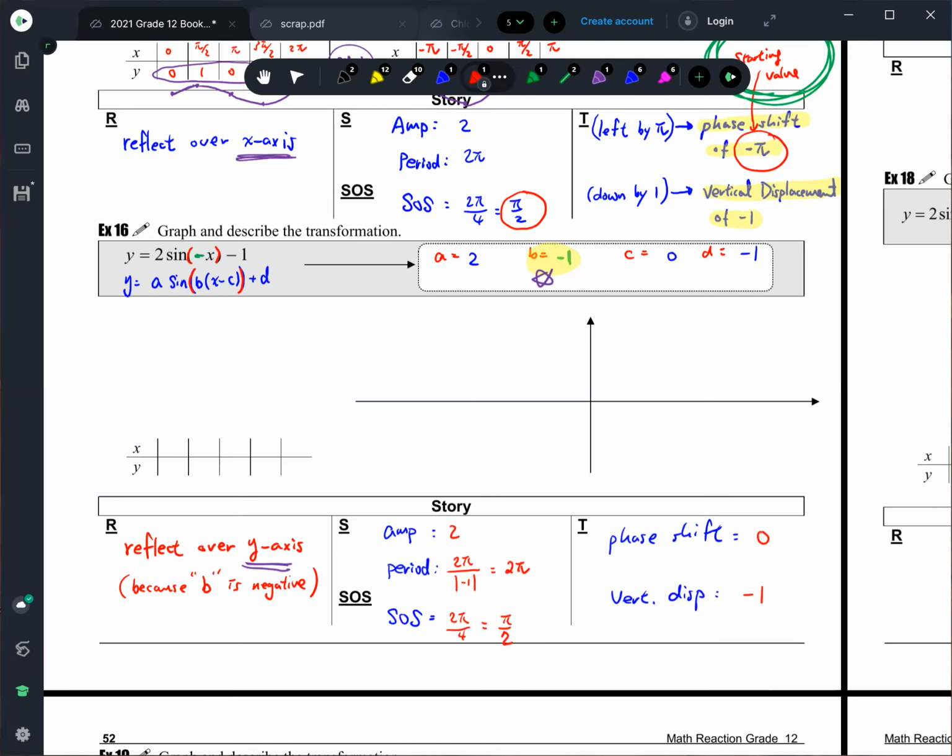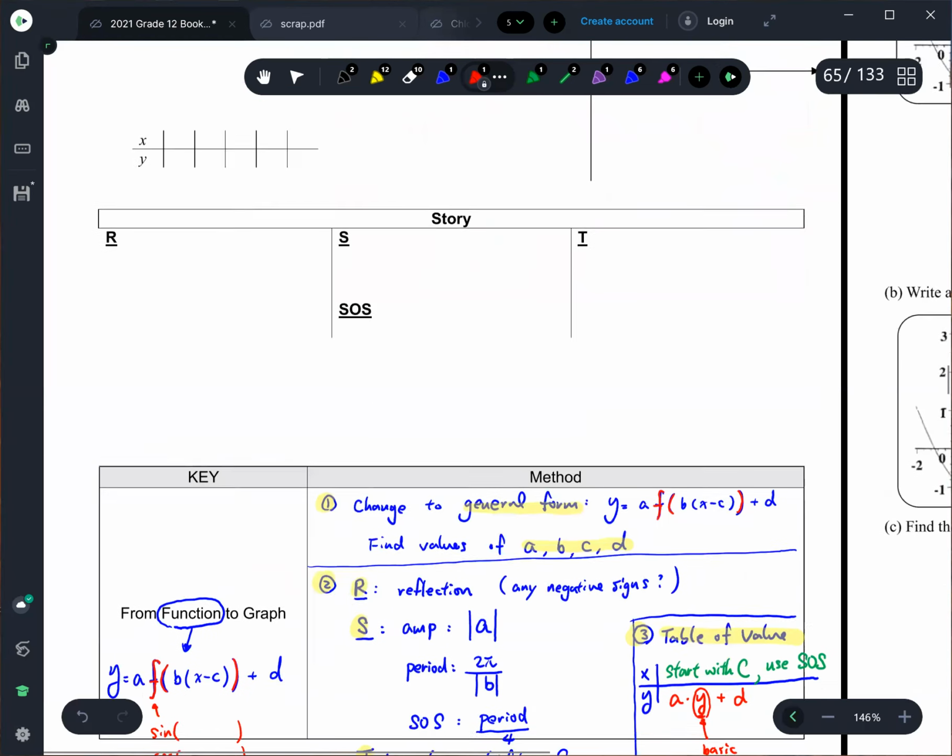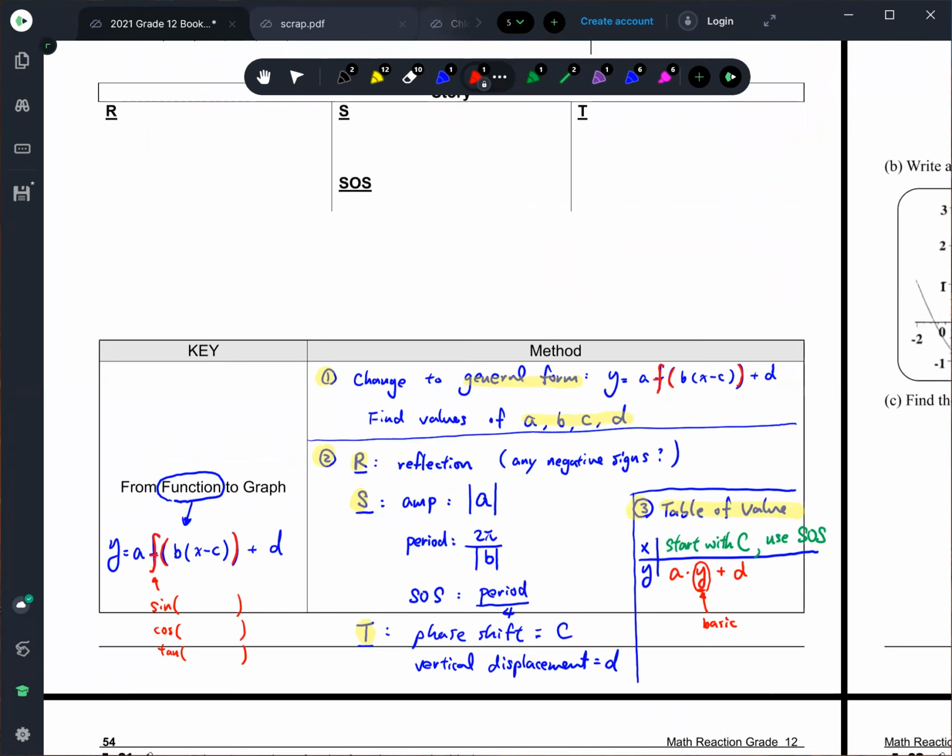Okay, so we want to get our table now. So look at your summary, right? If you've already forgotten, how do we get the x value? How do we get the y value? Okay, I'll let you try that by yourself first. Look at the rules, okay? To get the x value, what do we do? To get a y value, what do we do?